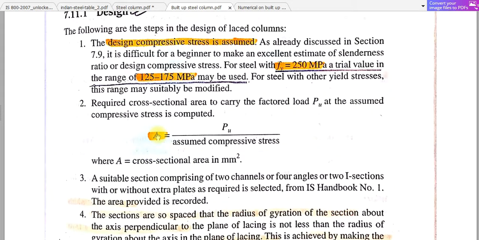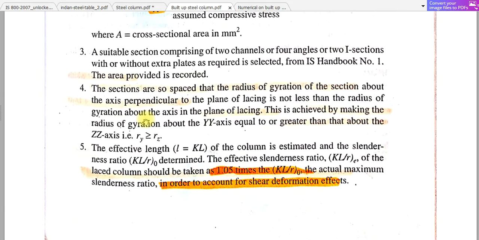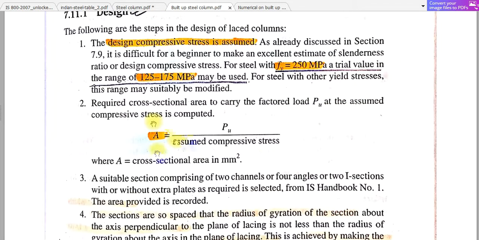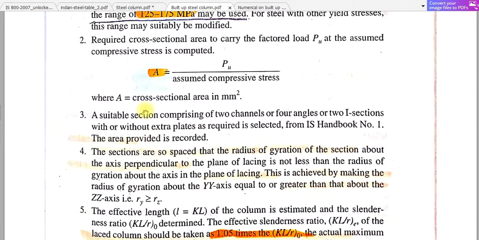So this will be the second step, and this area will be the required area for the whole section, not a single section. If you are designing for a 4 angle section, then this area will be the area of the 4 angle section. If you are using 2 channel sections, then this area will be the area of the 2 channel sections. So you can find the area of one particular section if you know this total area, whether it is a channel or an angle section.